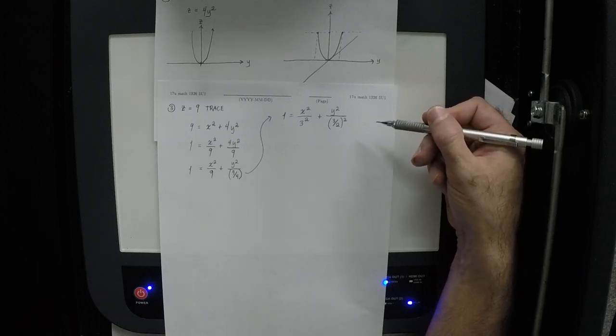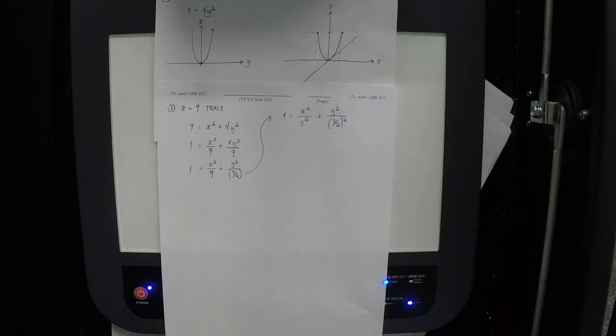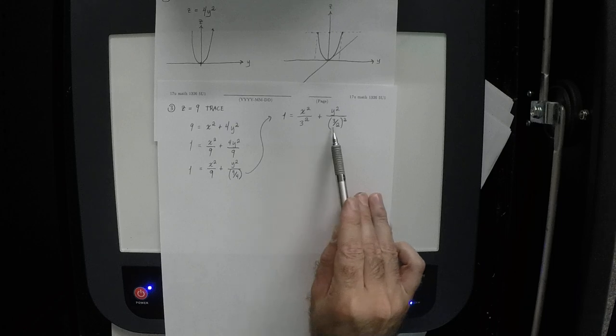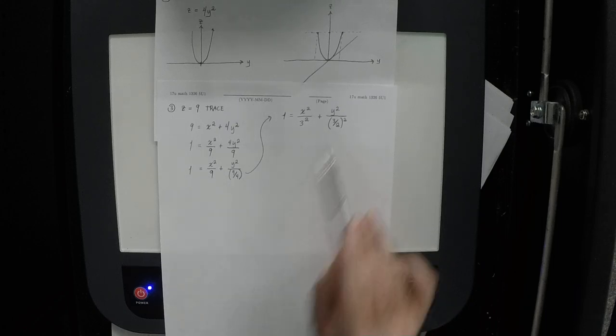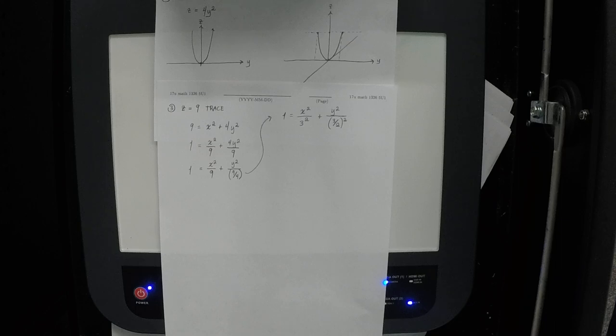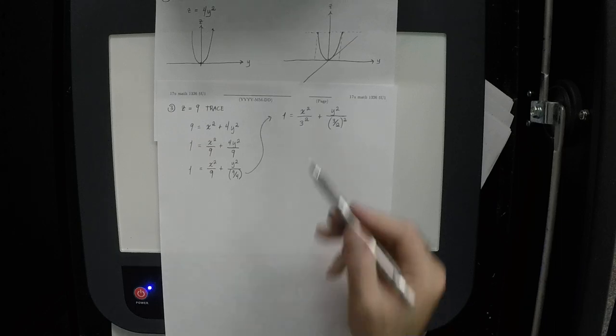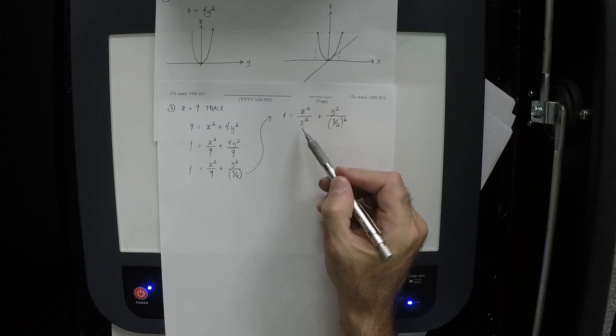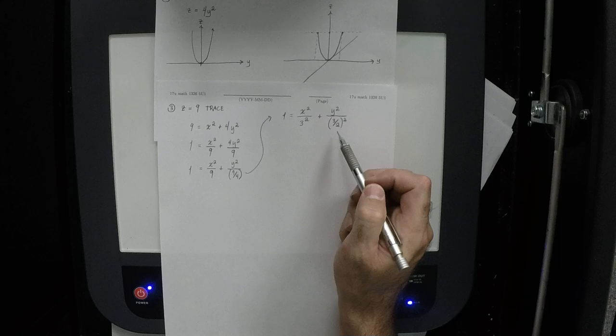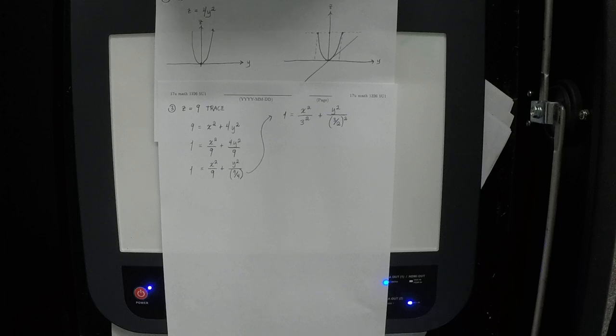So you should be able to tell me which axis is longer. Which is the major axis, x or y? X is the major. It's x because these numbers, 3 and 3 halves, which is 1.5, tell you the radius of the ellipse. So the x radius is 3 and the y radius is 1.5. So it's longer in the x direction than in the y direction.